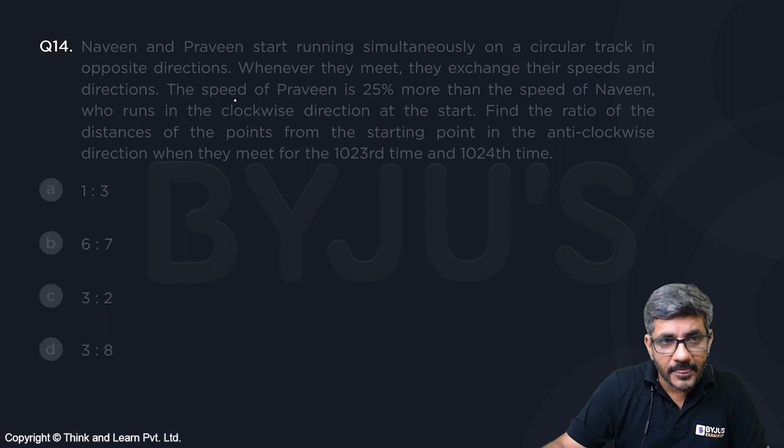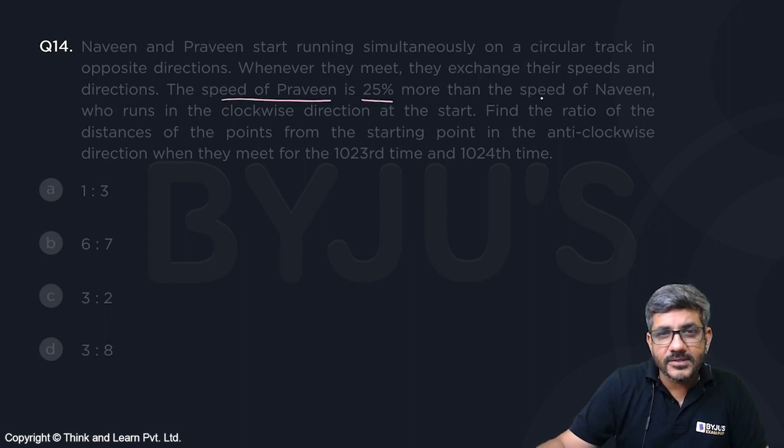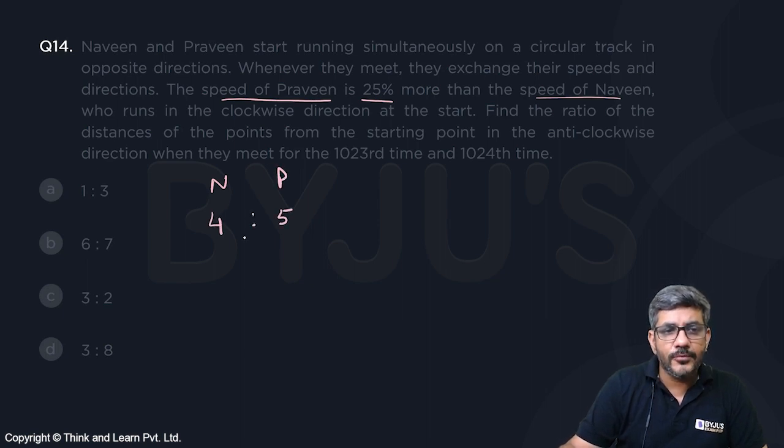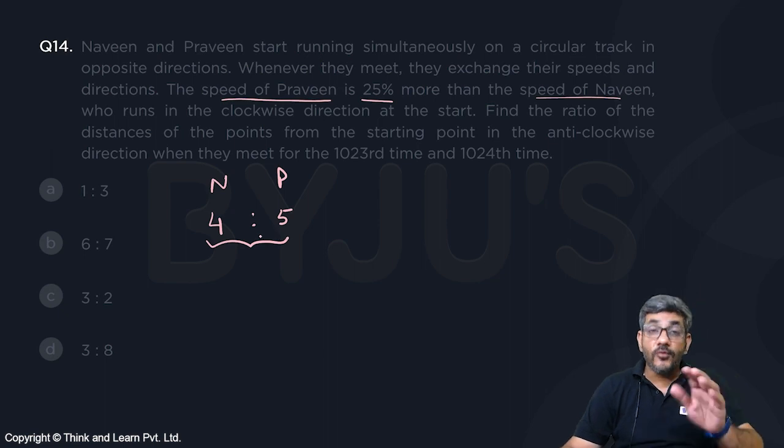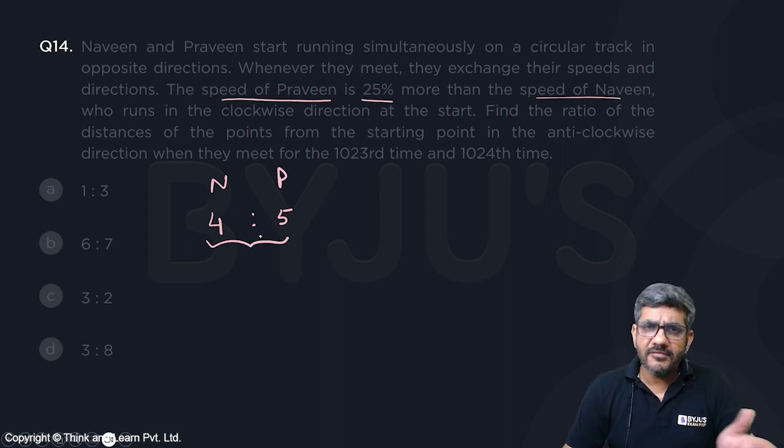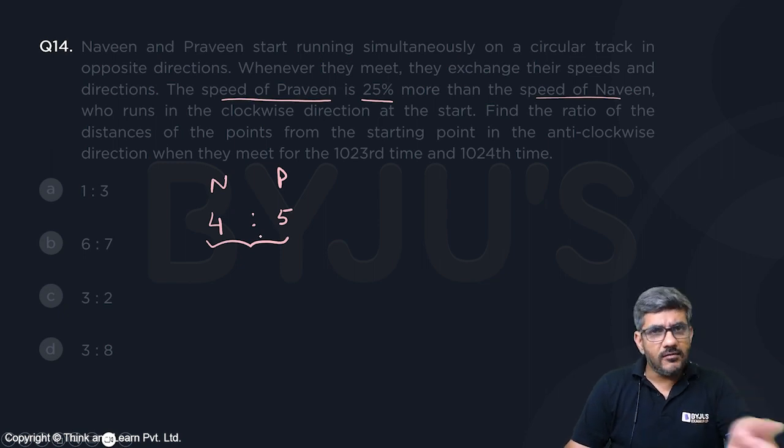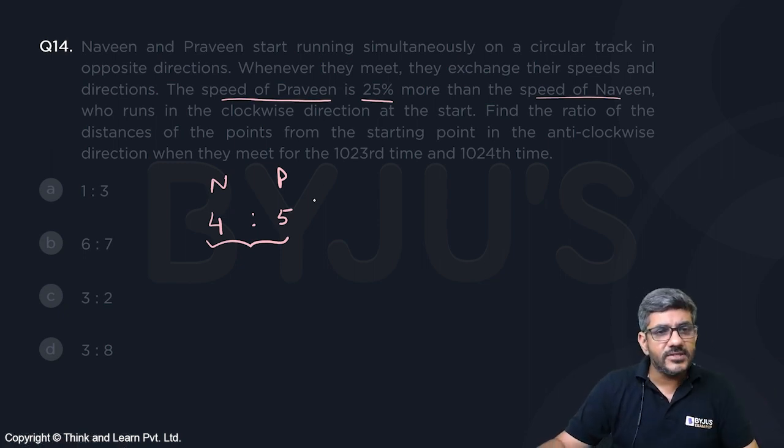So first thing here, speed of Praveen is 25% more than speed of Naveen. So if speed of Naveen is 4, speed of Praveen is 5. Of course, I hope you understood why I took 4 as the speed of Naveen. Because 25% is 1/4, so it becomes easy. So if speed of Naveen is 4, 1/4 more than that is speed of Praveen, which is 5.